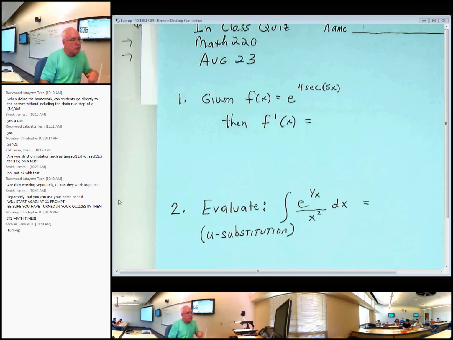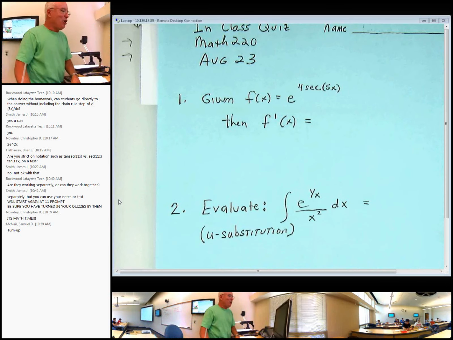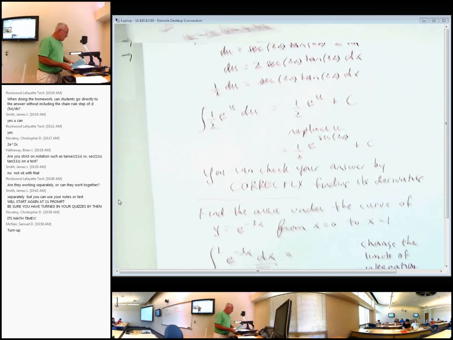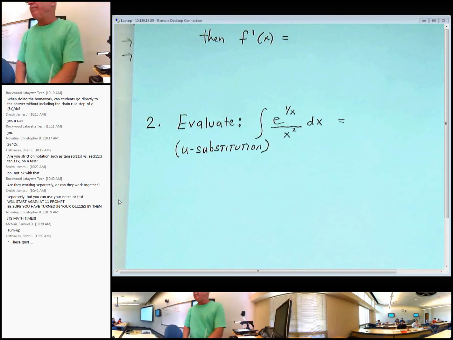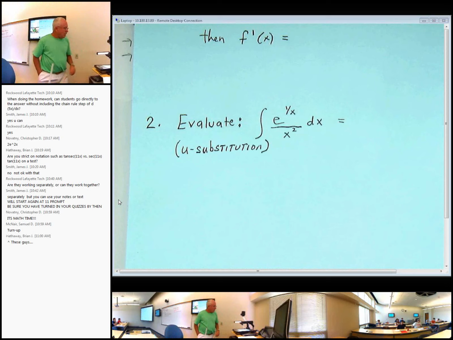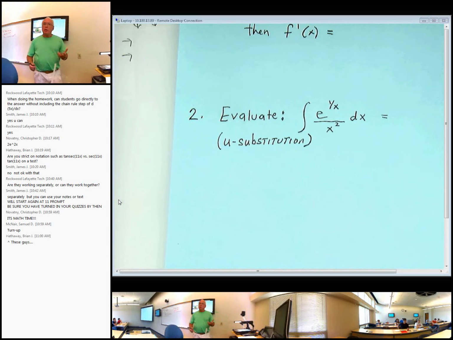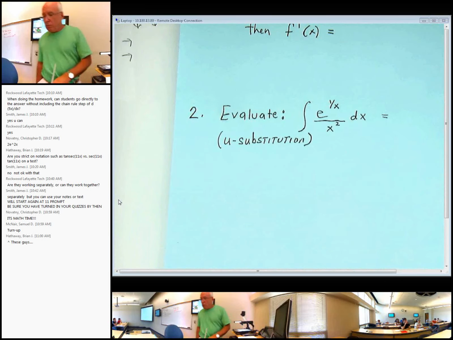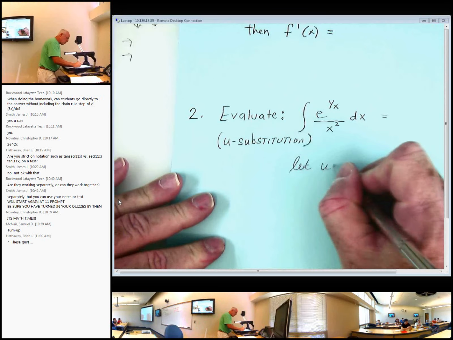Okay, we're going to start up again. I want to go over that second question on the quiz, because I'm seeing a lot of problems with it. Now, we're going to use the u substitution for this. So we're going to want the u to be 1 over x, right? So let u equal 1 over x.